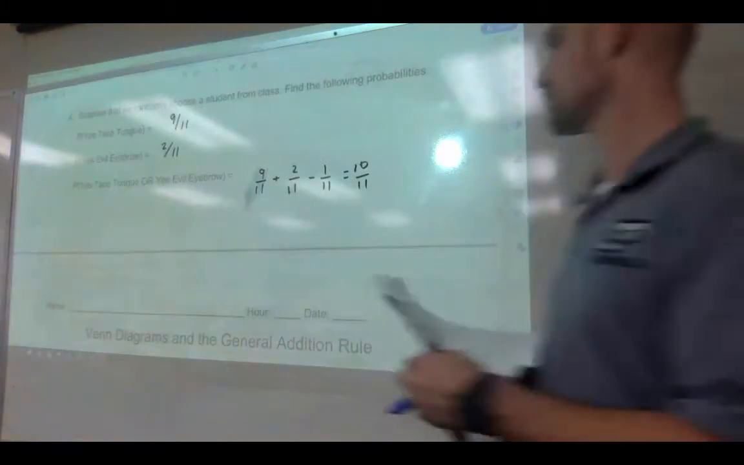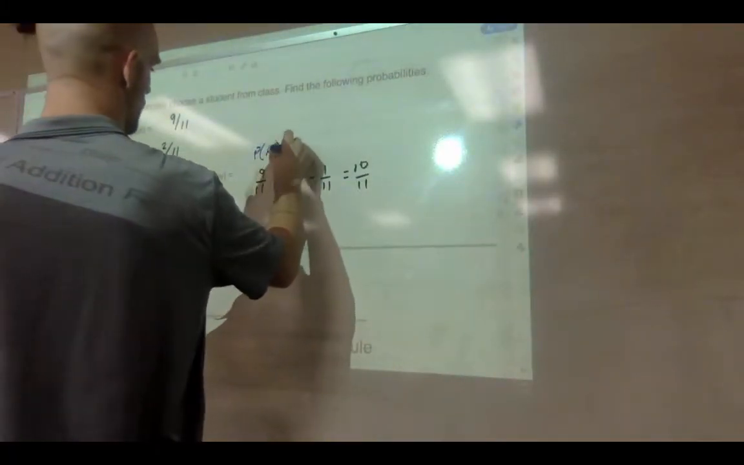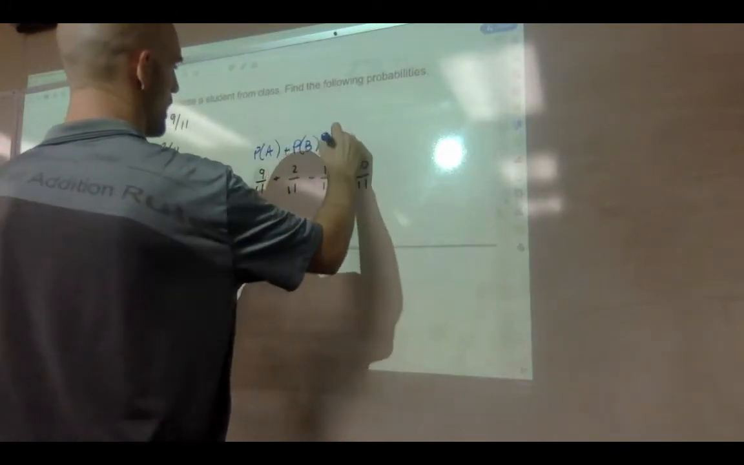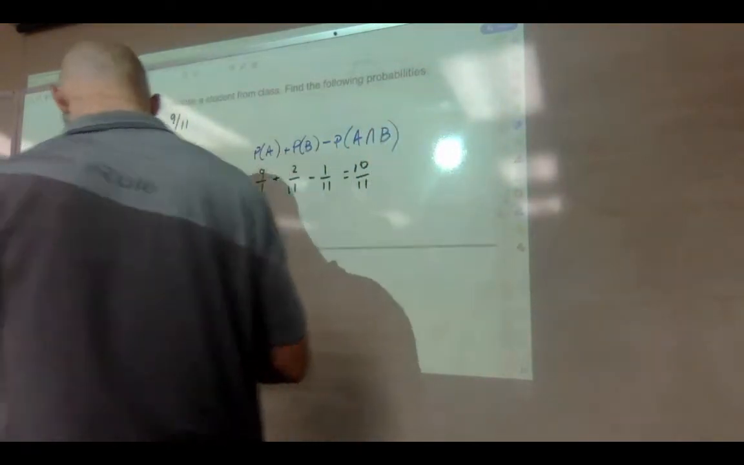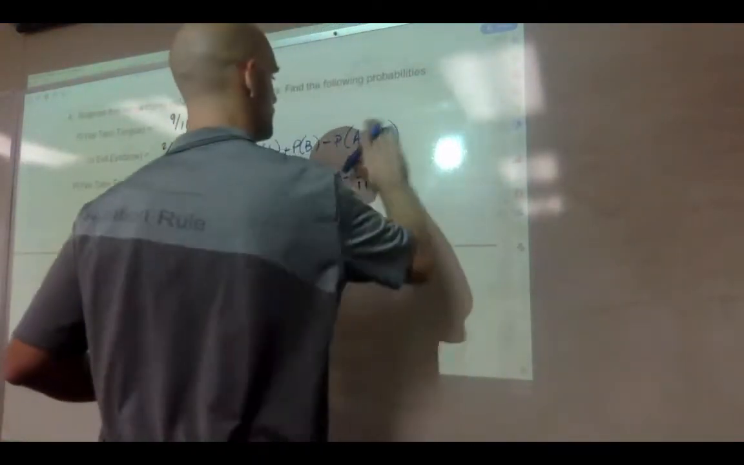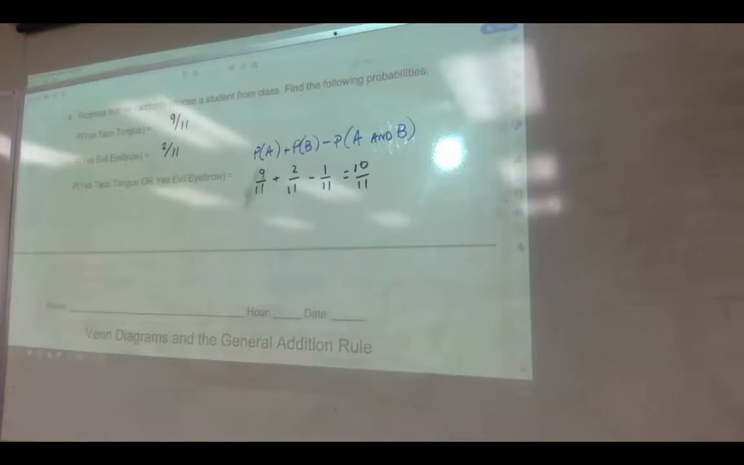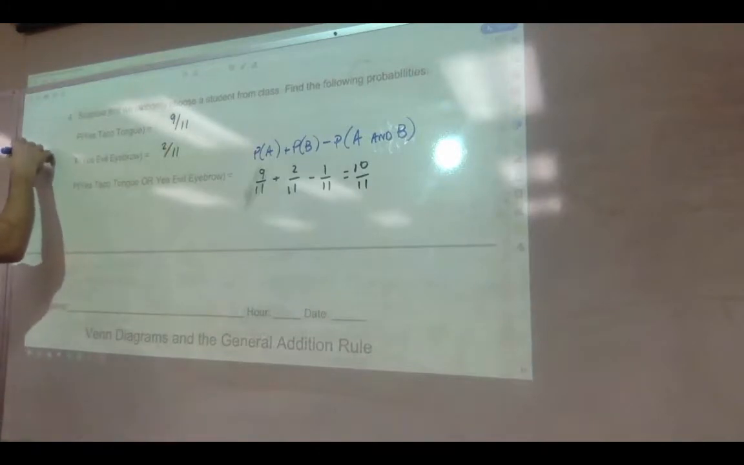The notation for this is the probability of A plus the probability of B minus the probability of A intersect B, of A and B. How do we know this though? Well, think about it like this. These are not mutually exclusive.